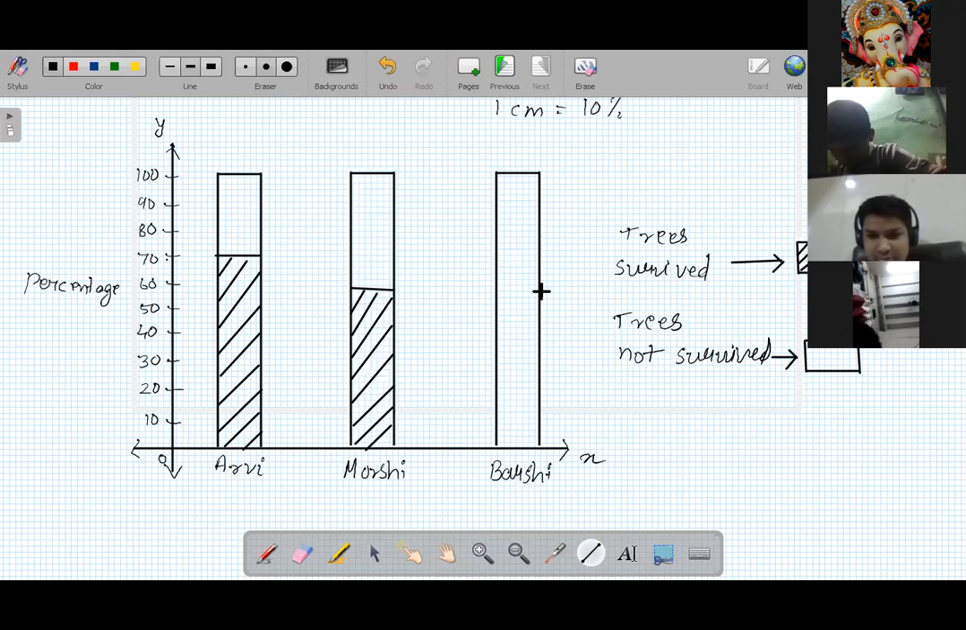In last, Barshi, how many survived? 50%. So at 50, you put the bar. And this is survived. So I'll give the pattern.